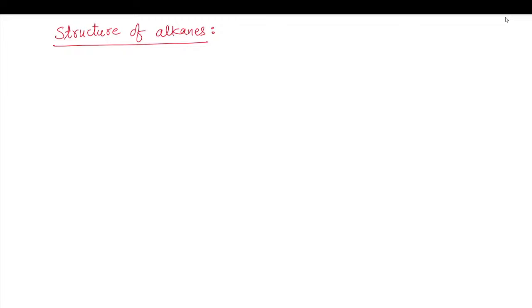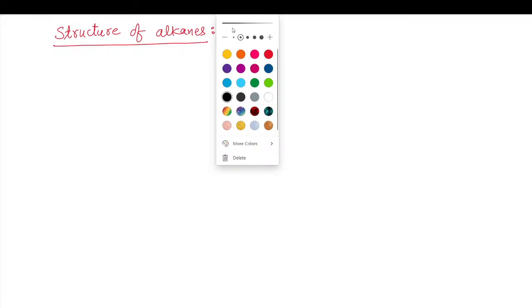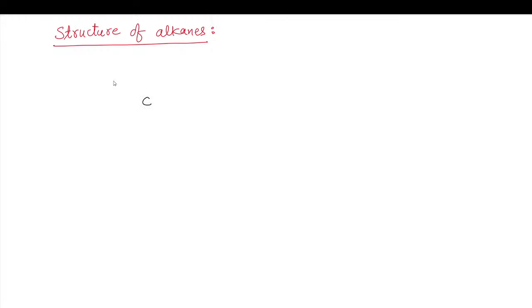Yes, hello everyone. Today we have our next topic, the structure of alkanes. In the structure of alkanes, how many bonds does carbon form? Carbon forms four sigma bonds. Let us say methane. In methane, carbon forms four bonds with hydrogen, four sigma bonds. As four sigma bonds are formed, what is the hybridization of carbon?